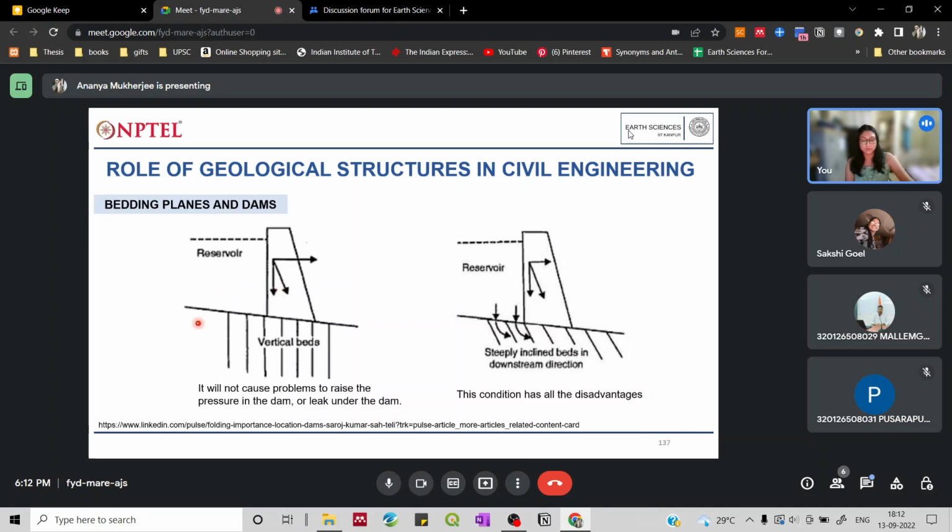dam structures. Over here you can see these are vertical beds. This is a very idealistic situation. Usually such vertical beds are very rarely found, but suppose we are considering it, it will not really cause problems in creating an uplift pressure for the dam structure. There will be seepage, but the seepage will be kind of uniform, so the instability is reduced. It's there, but it's slightly reduced.